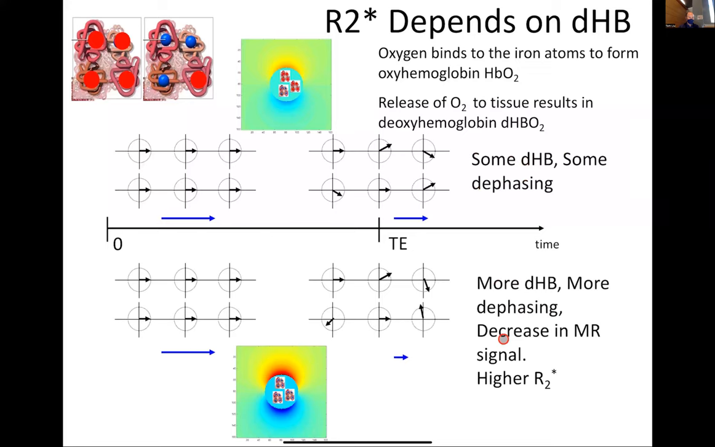Now it turns out that for the vast majority of functional activations, we're going from this state here to this state here. So we start off with some deoxyhemoglobin, and then very quickly the brain says, I better deliver more oxygen, so it's going to go to a state with less deoxyhemoglobin. And therefore there's less dephasing, R2 star goes down, and the MRI signal therefore goes up, because there's less decay.